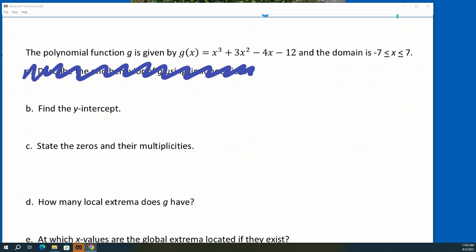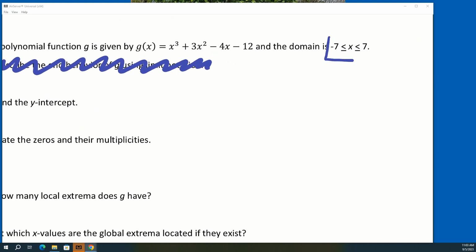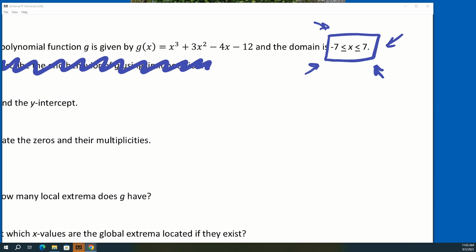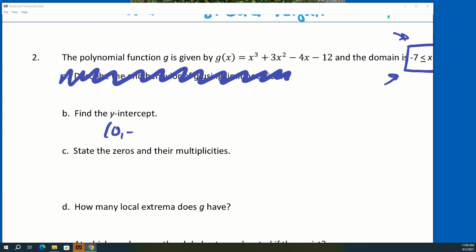All right, so for number 2, the polynomial function G is given by that. And this one has a domain where we're only using this function between -7 and 7. That is important. All right, so we're going to skip A, but we are going to do B. What do you guys think the y-intercept is of this function? Good. You just get the y-intercept from the constant value.